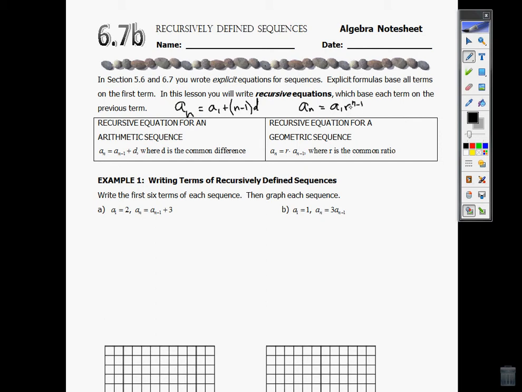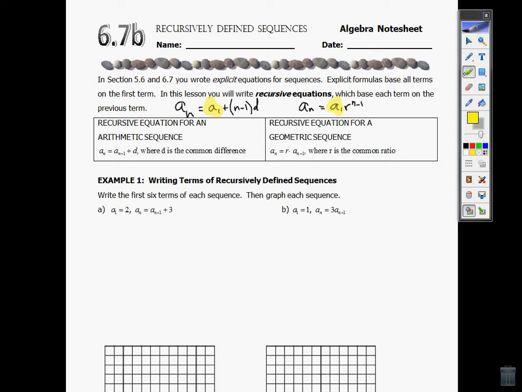Okay, so the explicit equations for the sequences here and here were all basing the next terms in the sequence on the first term, a sub 1. So it's an equation that bases every other term on the first term. Now the difference between these explicit equations and the recursive equations we're going to do today is that the recursive doesn't base it upon the first number of the sequence, but rather the previous number. So if I'm looking for the 26th term, my equation is going to be based on the 25th.